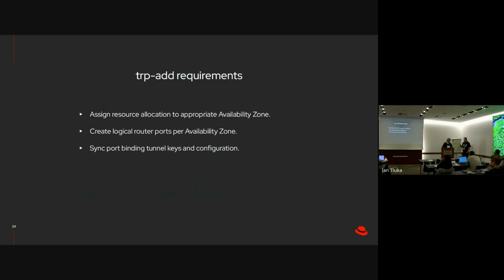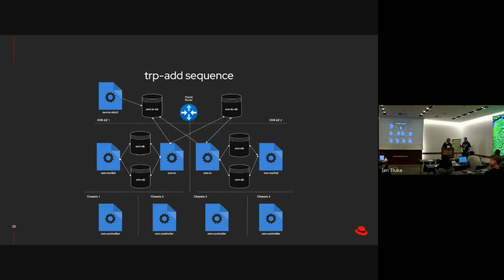Following that, each availability zone will take that information and create a logical router port in its availability zone, and then finally we sync the tunnel keys across all those availability zones. So here's just kind of stepping through that process.